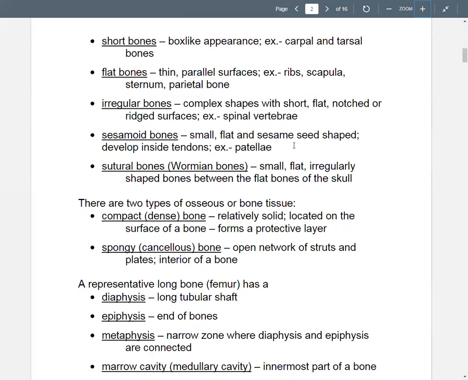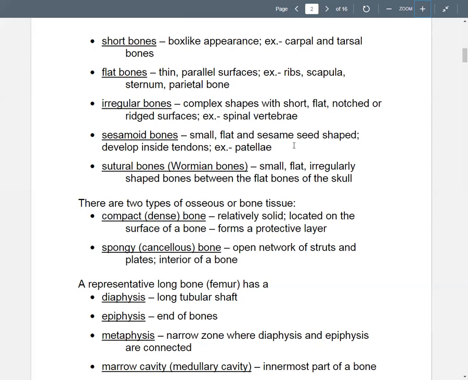You also have irregular bones. You have complex shapes, different kinds of surfaces, like your vertebrae. You also have sesamoid bones. They're shaped like a sesame seed, small and flat. Examples are your patellae, right, and your knees.